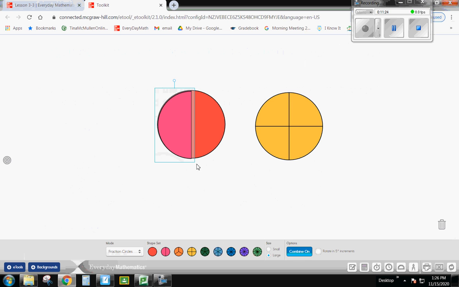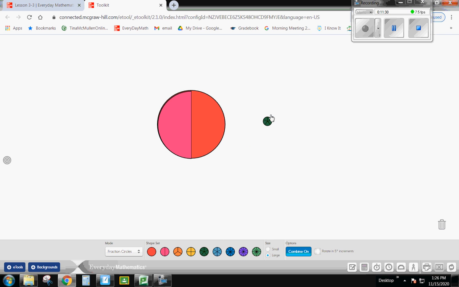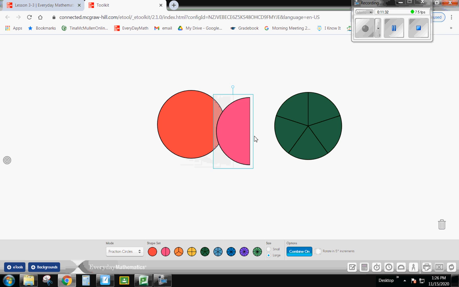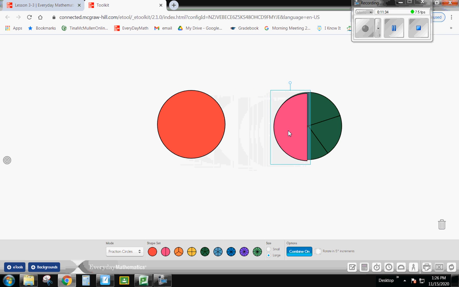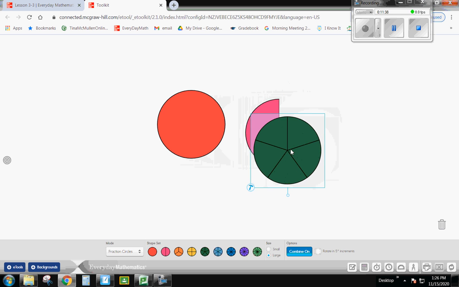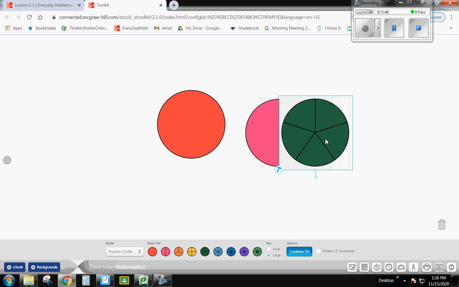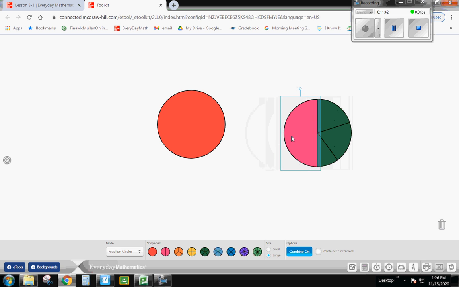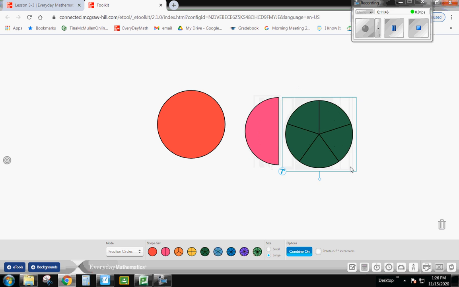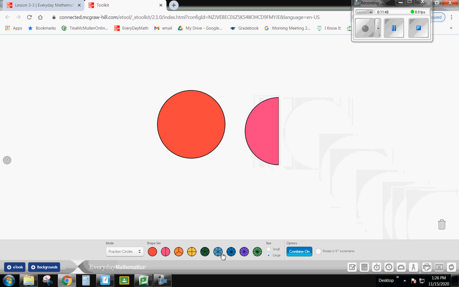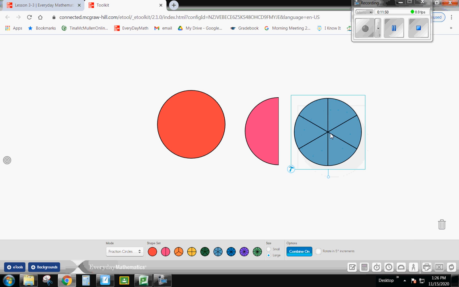Okay, and then I'm going to pick a different fraction. So let's pull up the green ones. All right, it's always easier to just pull this half piece over. All right, is there anything that fits right on top of that piece? And you can see that there's nothing that's going to make exactly a half with those green pieces. So I'm going to get rid of those. I'll bring up my light blue pieces.